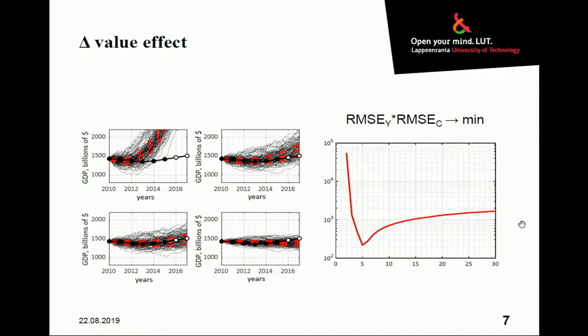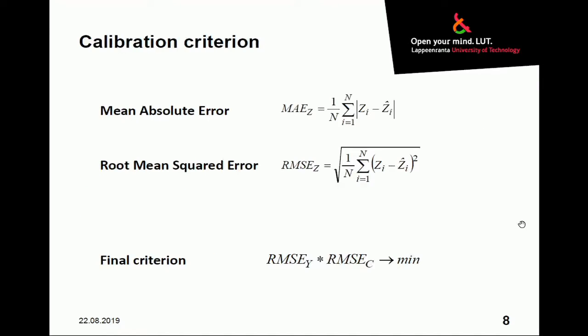What is the calibration criterion? We tried different criteria based, first of all, on the mean absolute error and root mean squared error. The final criterion was as follows. It was the root mean square error for GDP multiplied by the root mean square error for consumption, and restrictions that must be included in this criterion for the range of parameters so that they make sense for this program.